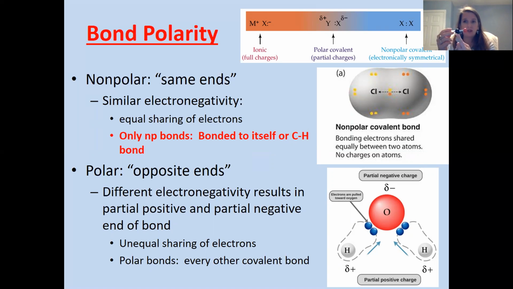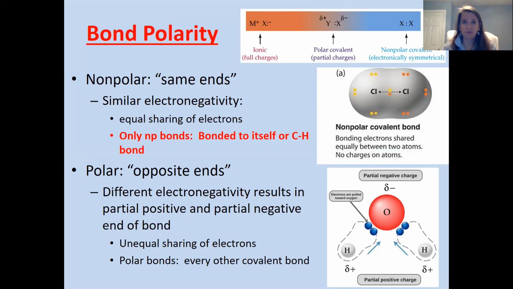And if we have two atoms that are the same, they're going to have equal pull on those electrons, and the electrons aren't going to get pulled more towards one side or the other side. Those are the only two types of nonpolar bonds that I want you to remember: if it's bonded to itself, or if it's a carbon-hydrogen.